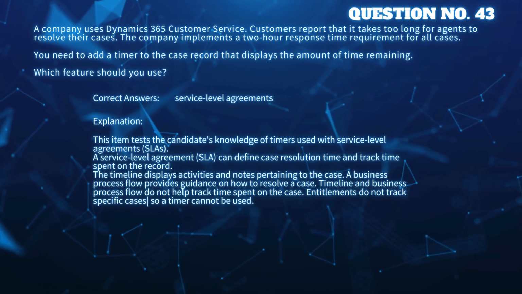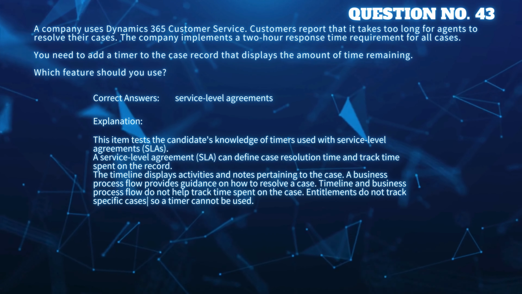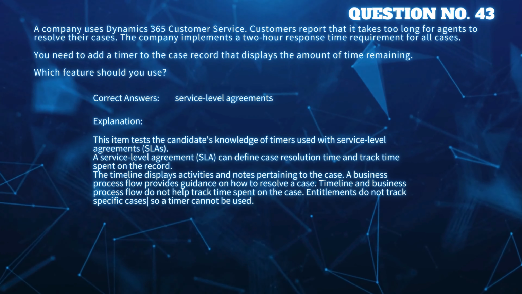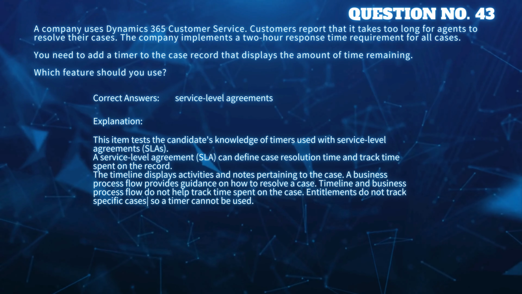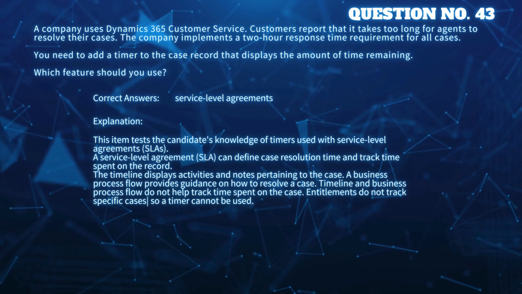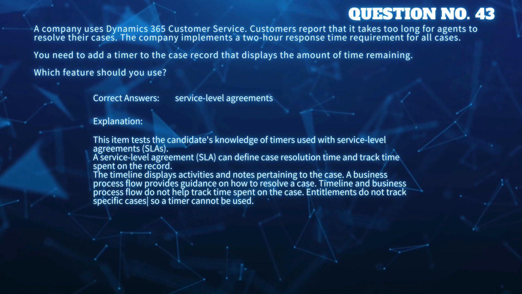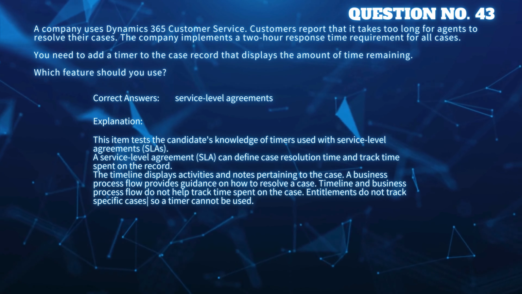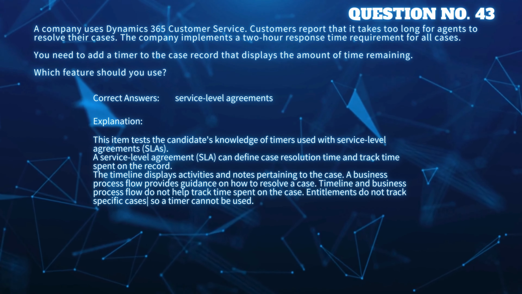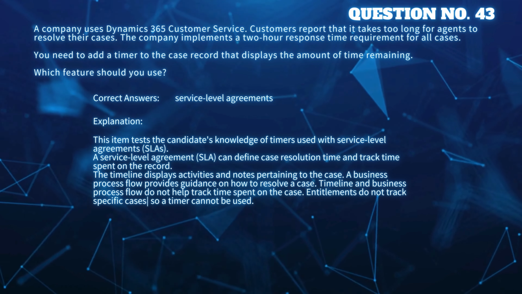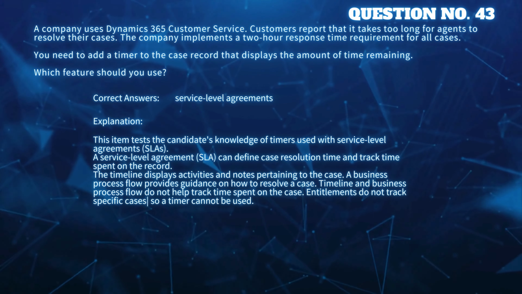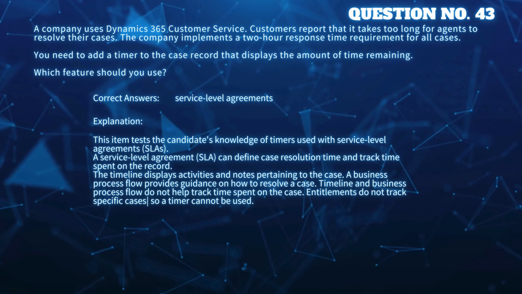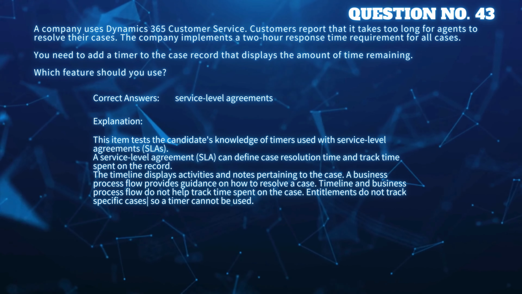Explanation: this item tests the candidate's knowledge of timers used with Service Level Agreements, SLAs. A Service Level Agreement, SLA, can define case resolution time and track time spent on the record. The timeline displays activities and notes pertaining to the case. A business process flow provides guidance on how to resolve a case. Timeline and business process flow do not help track time spent on the case. Entitlements do not track specific cases, so a timer cannot be used.